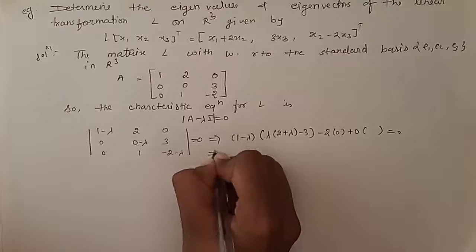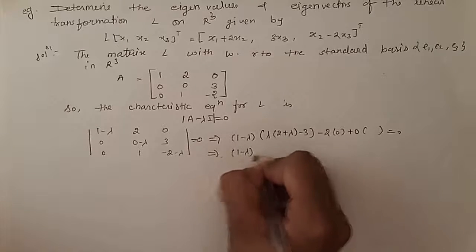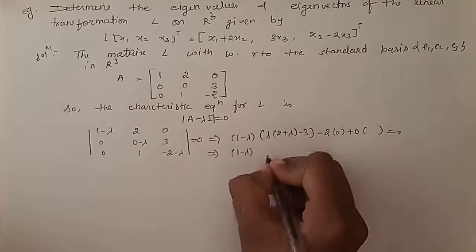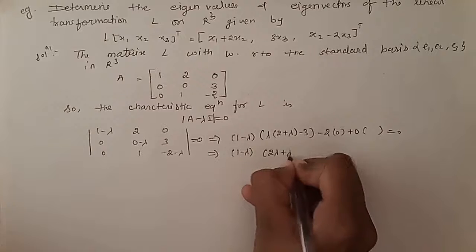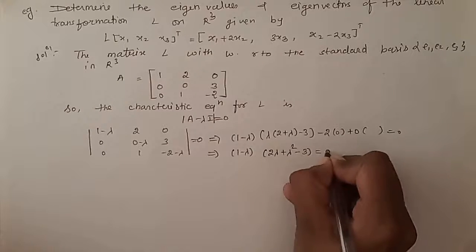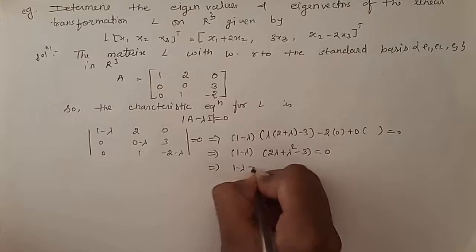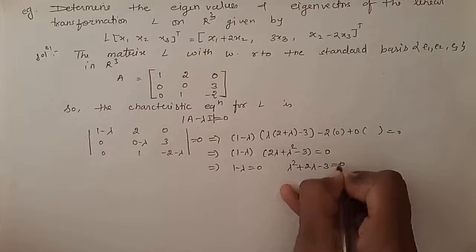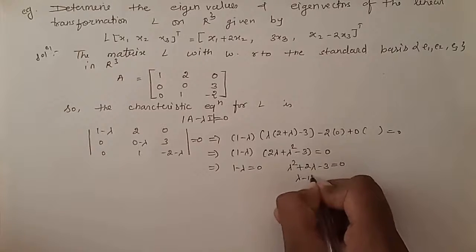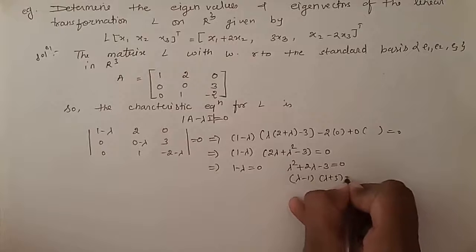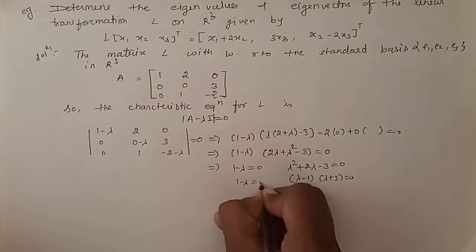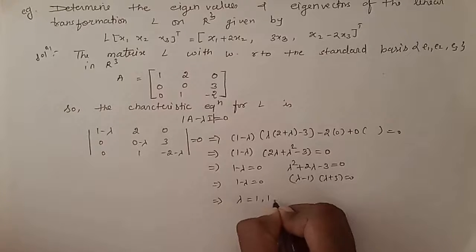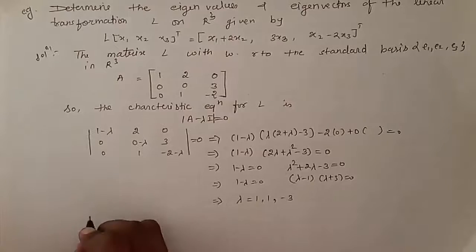So on solving this, we get 1 minus lambda times this entire term, which is 0, so lambda square plus 2 lambda minus 3 is equal to 0. This implies 1 minus lambda is equal to 0, and lambda square plus 2 lambda minus 3 is equal to 0. On solving this, we get lambda minus 1, lambda plus 3 is equal to 0, and 1 minus lambda is equal to 0. This implies we have three eigenvalues: lambda is equal to 1, lambda is equal to 1, and lambda is equal to minus 3.